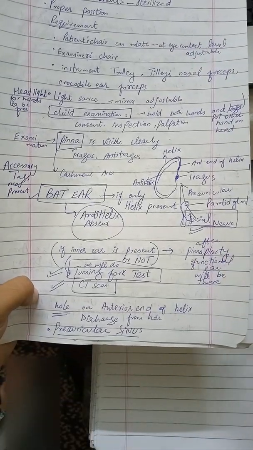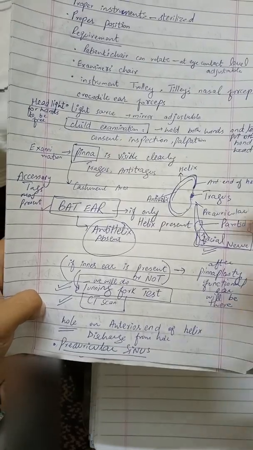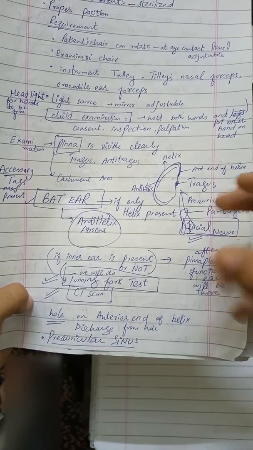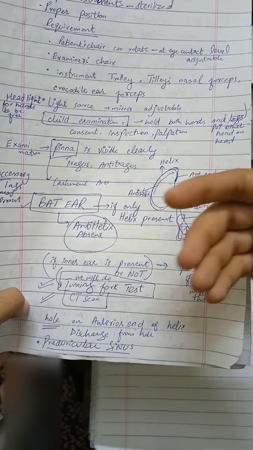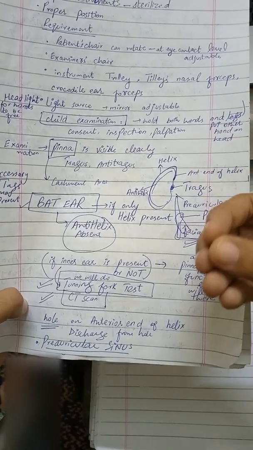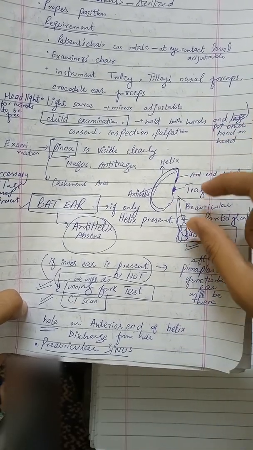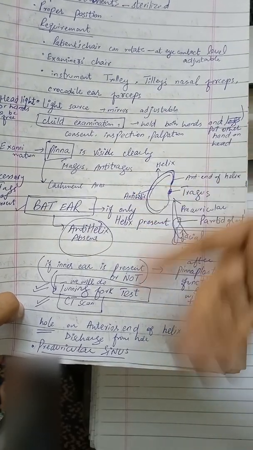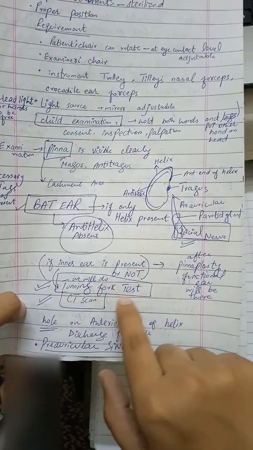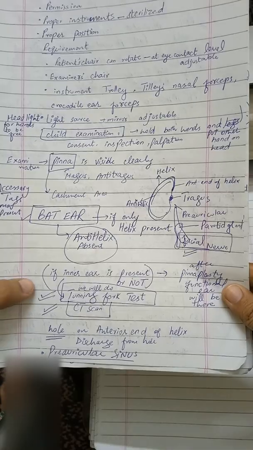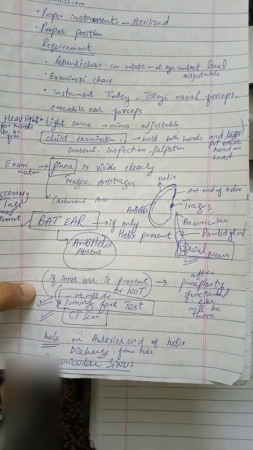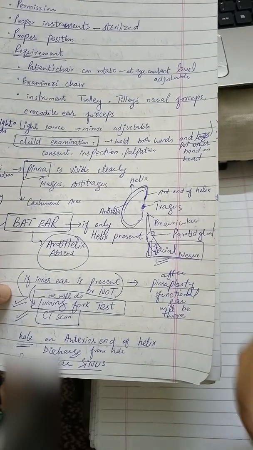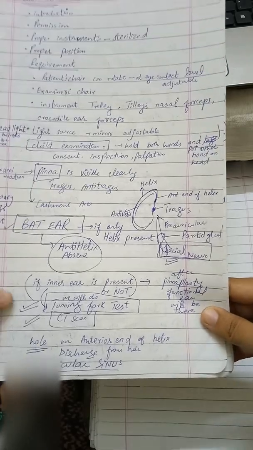And if inner ear is present or not, how we will detect? We have to do the tuning fork test and CT scan to detect that. If outer structure is absent, suppose that pinna is not present, or there is rudimentary structure present only, how we will detect that? If pinna is absent, then whether the inner ear is present or not, we will do the tuning fork test and CT scan. And if inner ear is present, then we will do the pinnaplasty to make the pinna again, and functional ear will be there.